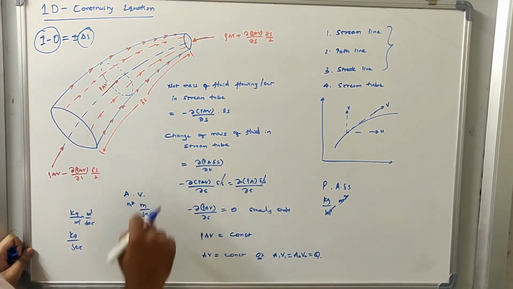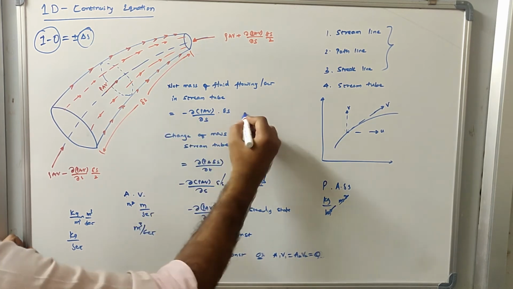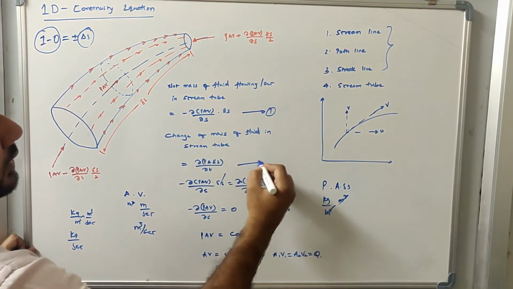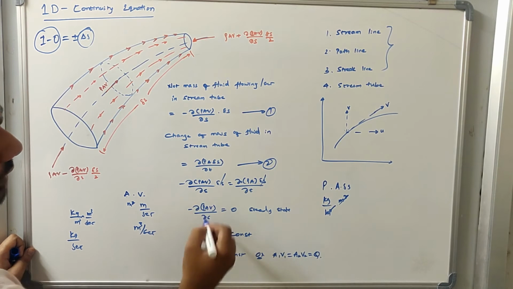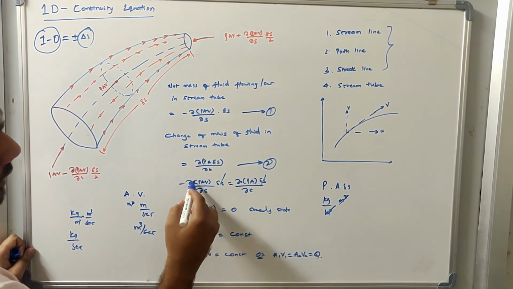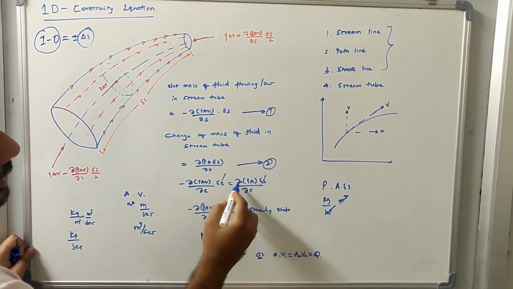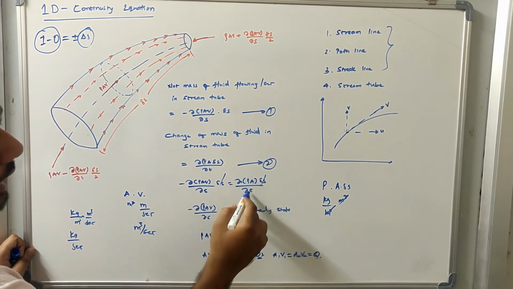Now we have to equate these two equations. Equation 1 has to be equated with equation 2. After equating, this is what we get: minus ∂(rho AV)/∂S is equal to ∂(rho A)/∂T.